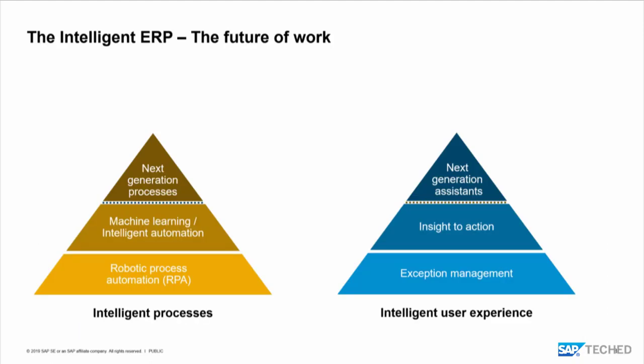Good. Let me start with a very high-level picture. The intelligent ERP, that's our ambition for S/4HANA. And intelligence means two sides. On one side, improvements with regard to the processes, or intelligent processes. And here we focus very much on getting rid of repetitive tasks. So things like robotic process automation and machine learning really help to improve processes and speed up the system.